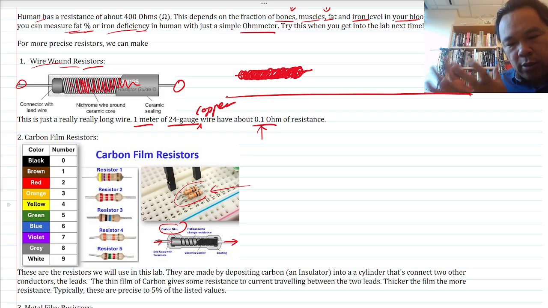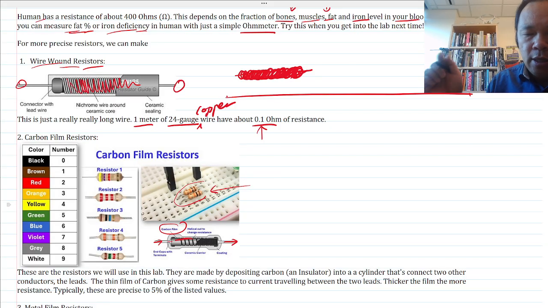Carbon is actually an insulator in its general configuration. You can make graphene sheets of carbon that are actually a semiconductor, but in this case we're just using it as an insulator. So you have this thin film between them. It's an insulator, but it's very thin, so some current can jump across it. This creates some resistance, and depending on the thickness of this film, the thicker it is, the more resistance you get.